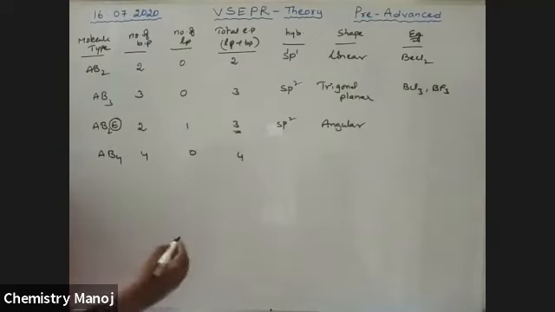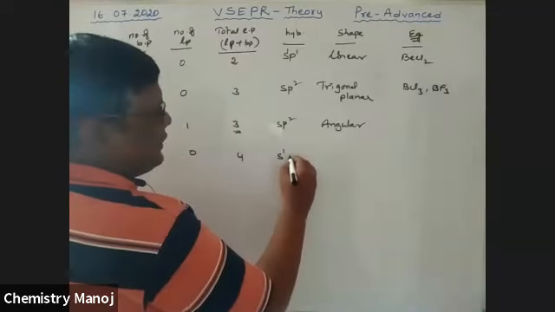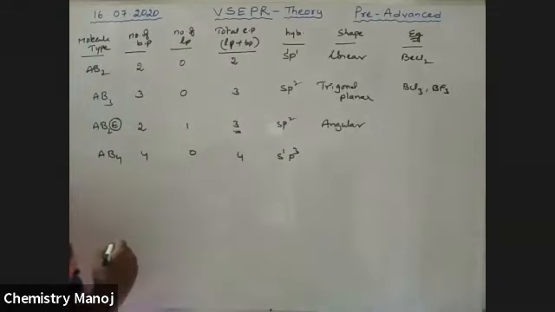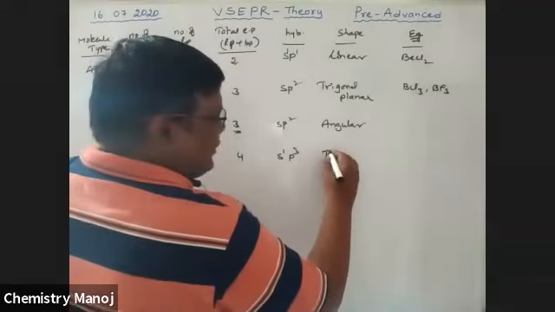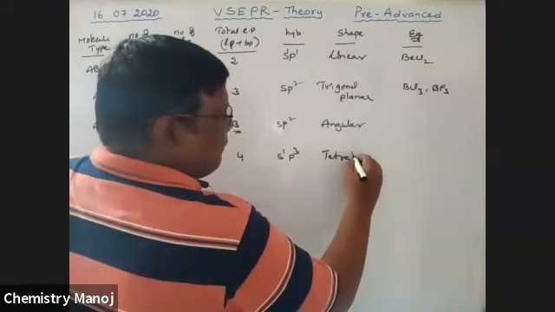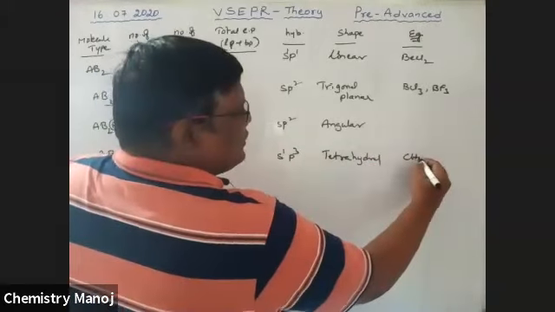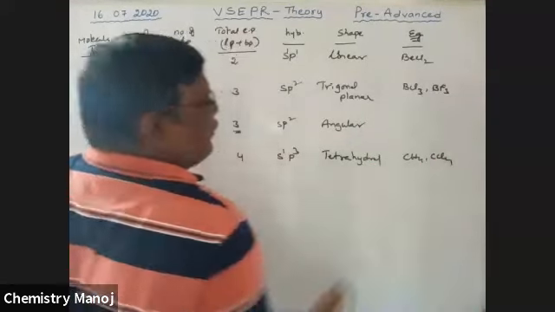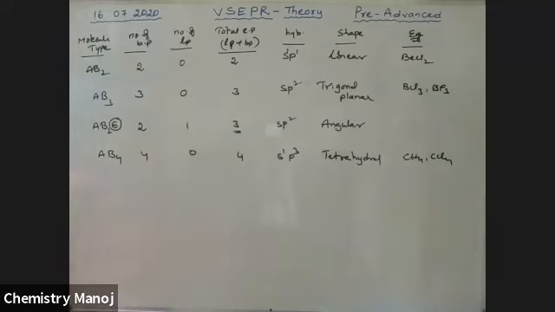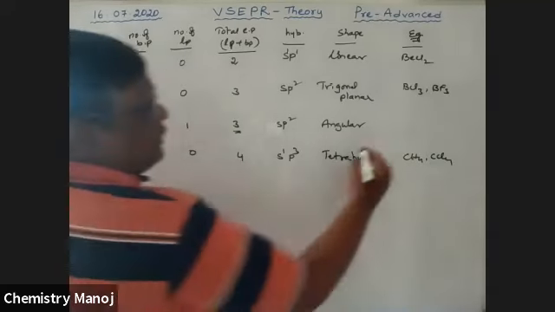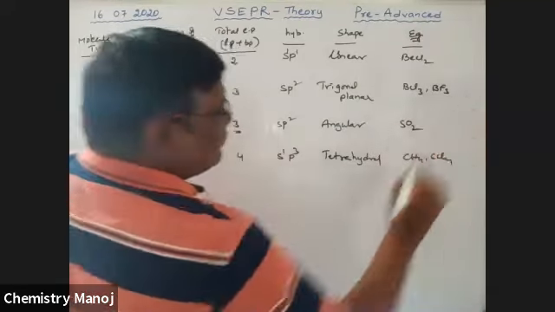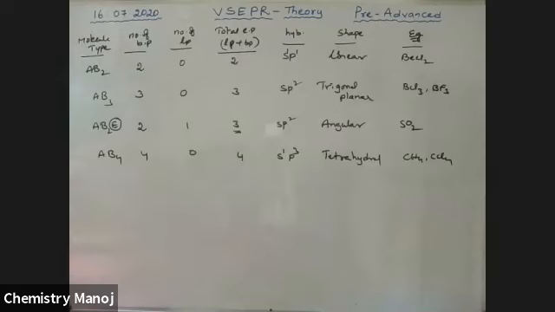For an AB4 type molecule, the hybridization is one s and three p, that is sp3 hybridization. sp3 hybridization means tetrahedral shape. Examples: CH4, CCl4 molecules. Next, the SO2 molecule is the example for the angular one.